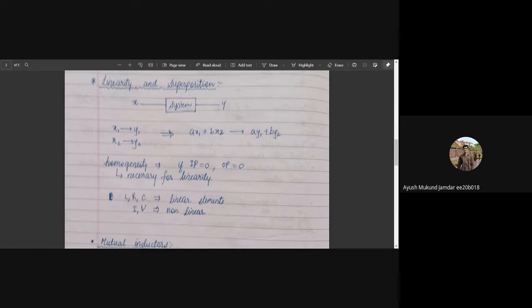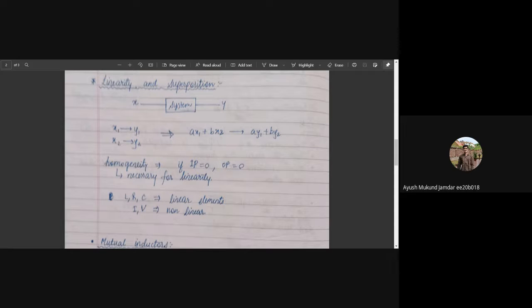So let's start with linear systems. What are linear systems? Basically, if there is a system that operates on a signal, if we give it an input, say x1, it gives an output signal y1, and for an input signal x2, it gives an output y2. If the system is fed with an input a*x1 + b*x2, where a and b are constants, it should give an output of a*y1 + b*y2 if it is a linear system.